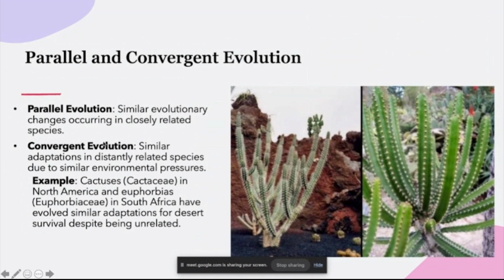And an example of convergent evolution is in these two cactuses. So we have the North American cactus and we have the South African cactus. And even though they're living in completely different areas of the world, they have similar evolutionary traits, okay? As they may be dealing with the same kind of climate over there. Even though these two species may be unrelated, or they may be distantly related, they are sharing these same evolutionary traits as they are going through the same sort of climate.